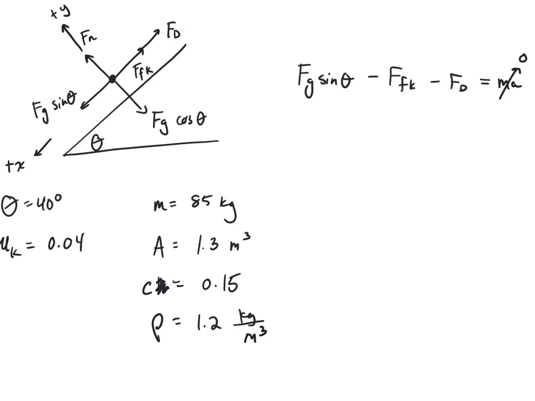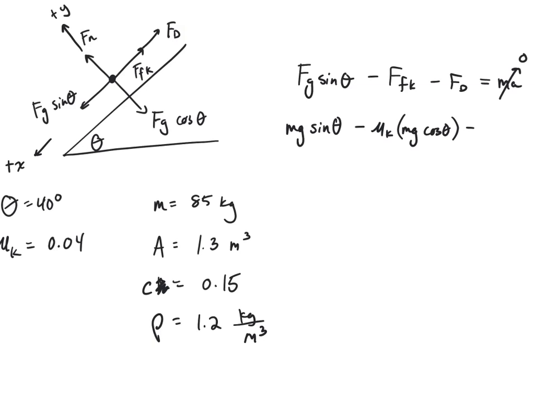Yep. All right, so we've got mg for this first part. Mg sine theta minus mu k. What's Fn equal to in this problem? What is Fn equal to, Chris? Fg cos theta. Thank you. Fg cos theta is really Fn. Where is he getting that from? The free body diagram. Yep, the free body diagram.